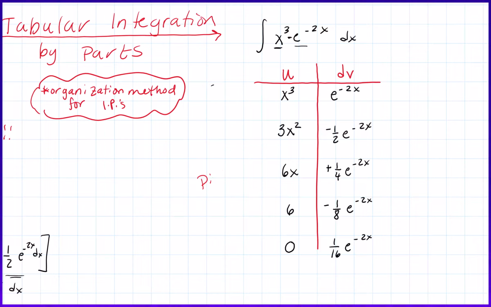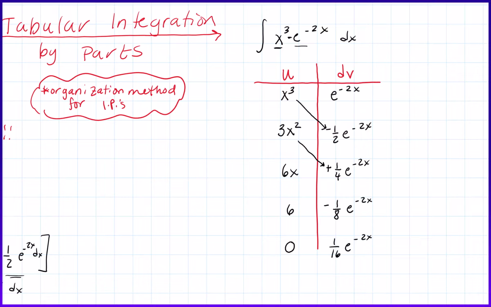Now that we filled in our column, the way we go from this tabular organization into our solution for integration by parts is we actually go down on a diagonal. So the first product, the first u times v is right here: x cubed times negative 1/2 e to the negative 2x. Now the second u times v is right here.